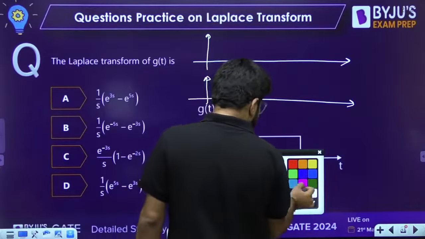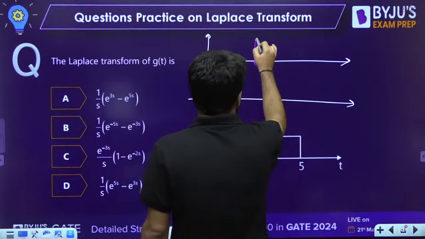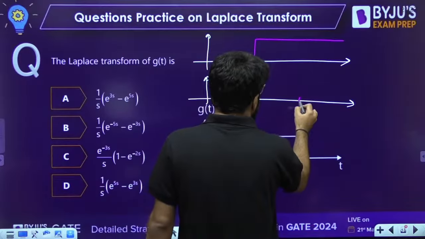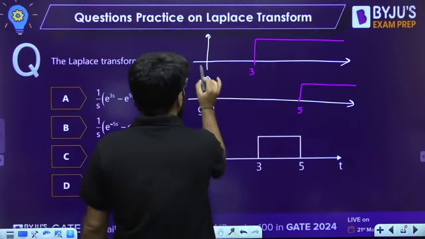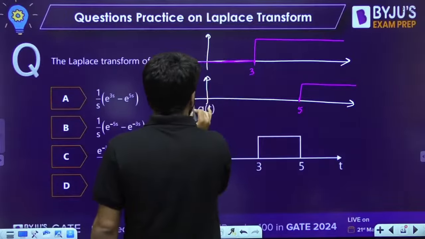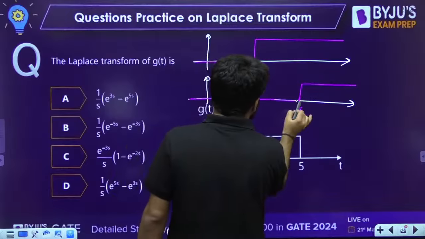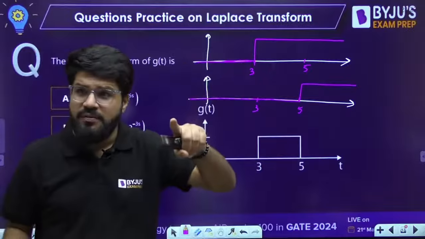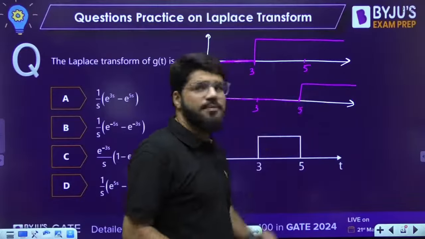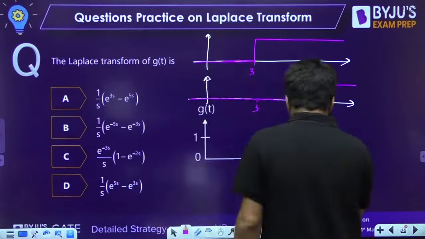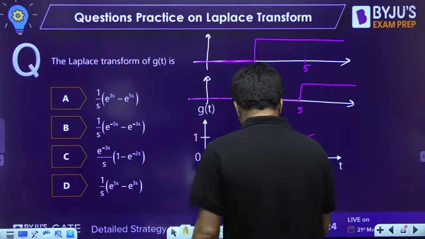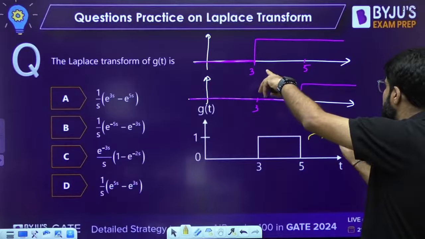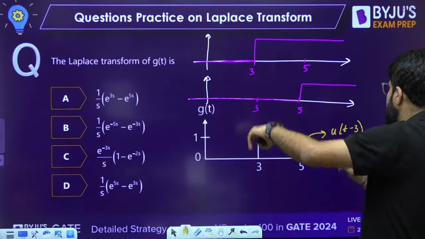It can be represented simply by the difference of two unit step signals, such that one unit step starts at 3 and another unit step starts at 5. When you subtract, initially it is 0 minus 0, but only between 3 and 5 you have 1 minus 0, which is 1. After 5 it is 1 minus 1, that is 0. So this waveform can be expressed as the difference of these two. The first unit step is shifted by 3 units, u(t minus 3).